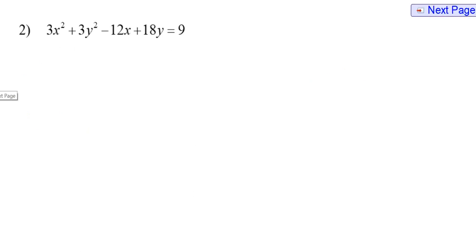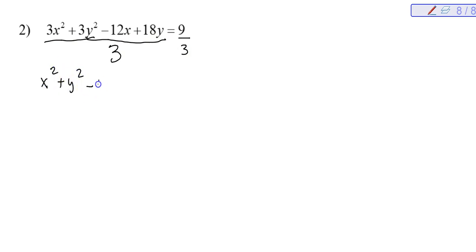Now number 2 is a little bit more annoying, but only because you have lead coefficients on your x's and y's. But is it a circle? Yeah, it meets our criteria. So you know what we're going to do? Get rid of those 3's. So we're going to divide this side by 3. Divide this side by 3. So we have x squared plus y squared minus 4x plus 6y equals 3.